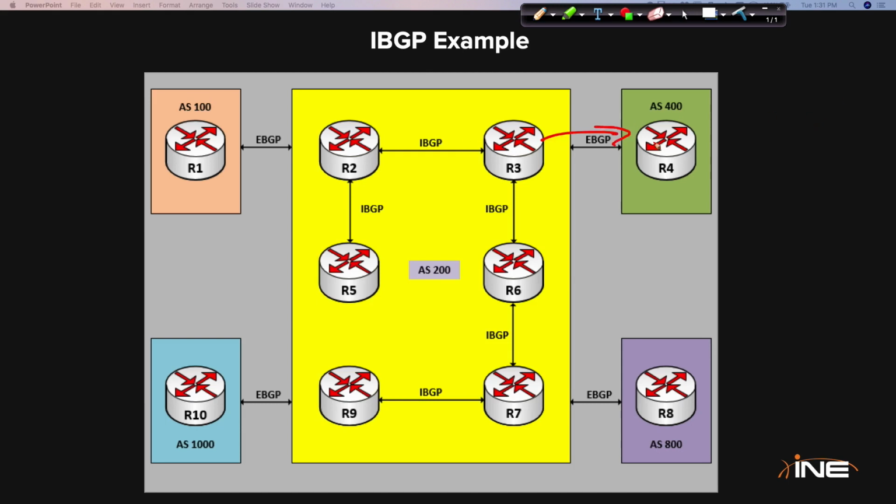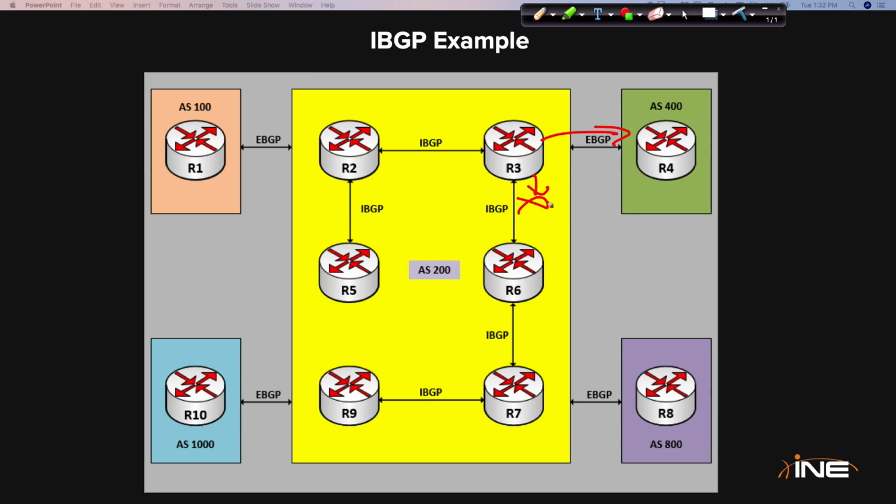When he gives the route to R4, he again prepends his own AS and sets the next hop to himself. Would he give the route to R6? No, R3 would not give the route to R6 because of the split horizon rule. What does that rule say? Routes learned from an IBGP neighbor cannot be given to another IBGP neighbor. R3 has learned the route from R2, which is an IBGP neighbor, so he cannot give it down to R6.